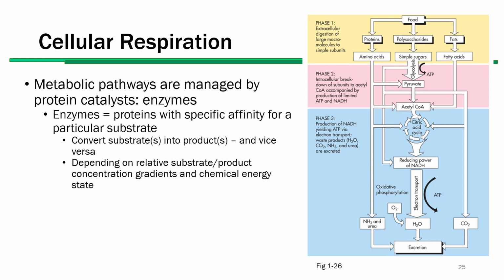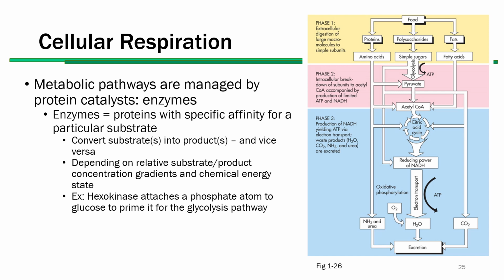Depending on the relative substrate and product concentration gradients and the chemical energy state, that's going to determine how those enzymes work. For example, hexokinase is an enzyme that attaches a phosphate atom to glucose to prime it for the glycolysis pathway. So the simple sugar is glucose. Before glucose goes into glycolysis, it gets a phosphate slapped onto it. We eventually get that phosphate back as ATP. It gets put onto an ADP. But the phosphate gets put on so that the glucose stays in the cell, so it can't get back out with the phosphate. So it kind of traps it in there.